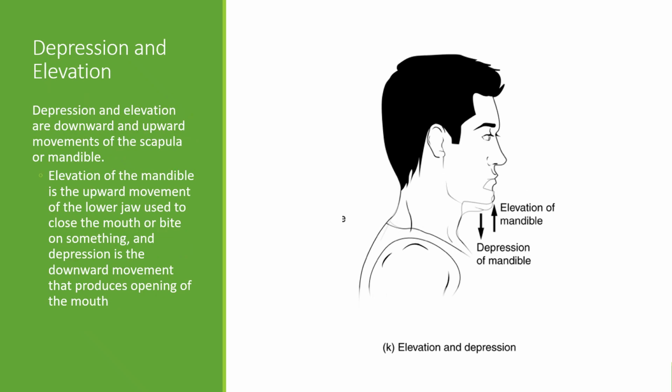Depression and elevation, again, also can be used to describe the mandible or the scapula. Elevation of the mandible is an upward movement where you close your mouth and bite down on something. Depression is when you open it back up. Shoulders, obviously, when you pull your shoulders up towards your ears and then drop them back down.